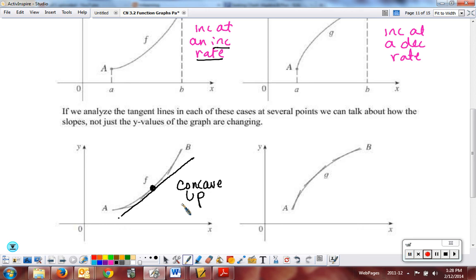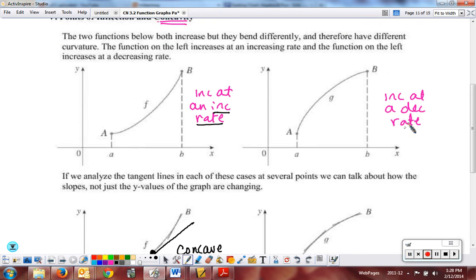The fact that the curve curves up tells me that it's going at an increasing rate. That's what's making the curve bend, because I'm speeding up. Okay? What's making this curve bend? The fact that the rate is slowing down. So now look at where your tangent line is.